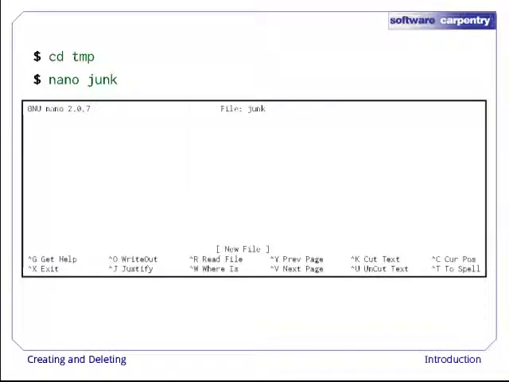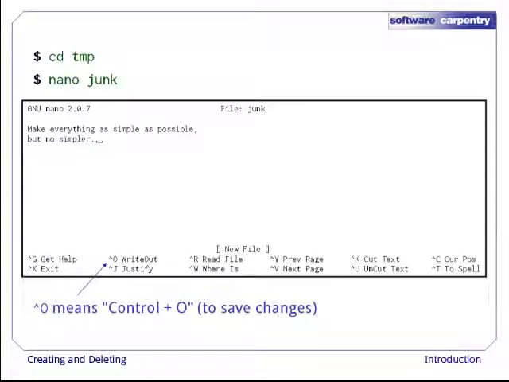This is what Nano looks like when it runs. The cursor is the blinking square in the upper left. It shows us where what we type will be inserted. Let's type in a short quotation, then use Ctrl-O to write our data to disk. By convention, Unix uses the caret, followed by a letter, to mean Control plus that letter. Once our quotation is saved, we can use Ctrl-X to quit the editor and return to the shell.